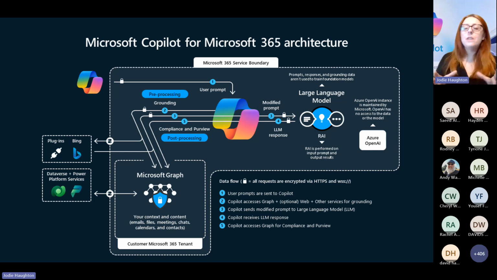And all of the usual security functionality and resources still apply. So things like logical isolation of your content away from the content of other organizations. Everything that Microsoft normally does to protect your data will still apply.